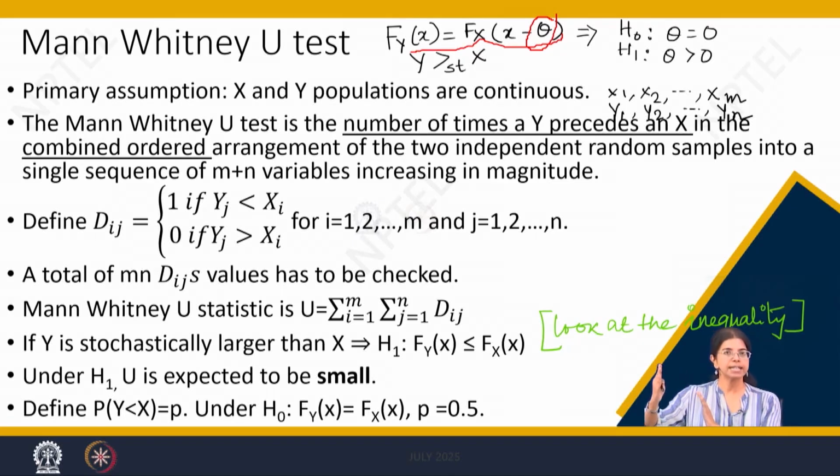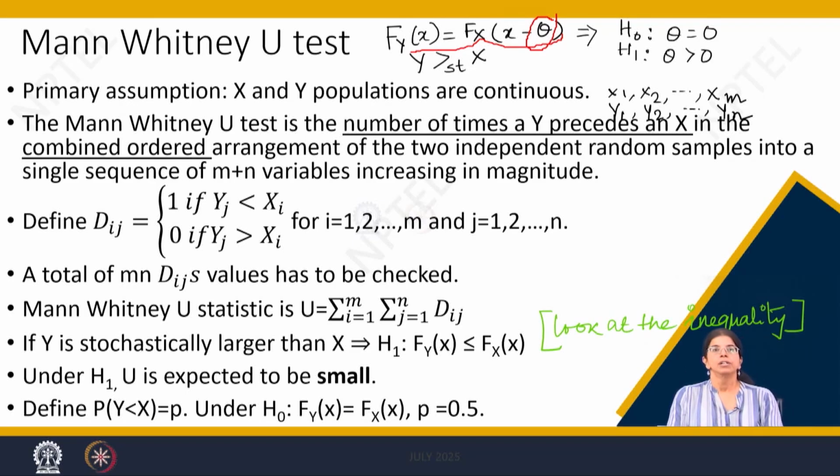Clear? Stochastically larger than x means mostly all y's are expected to be bigger than x. Now, for the Mann Whitney test statistic, what are we checking? We are checking just the reverse, that is, how many y's are coming before x.